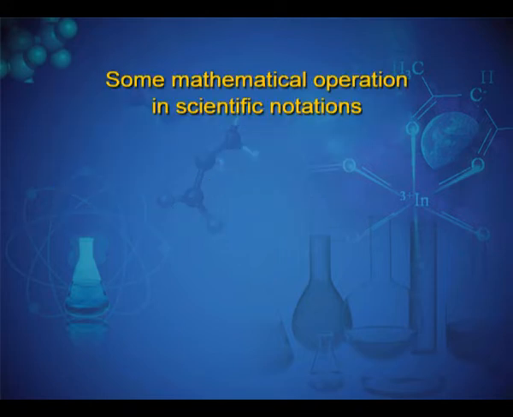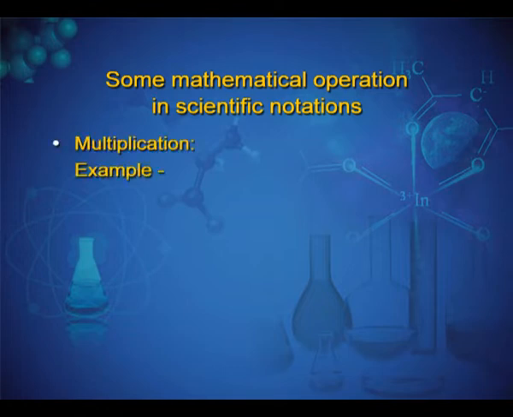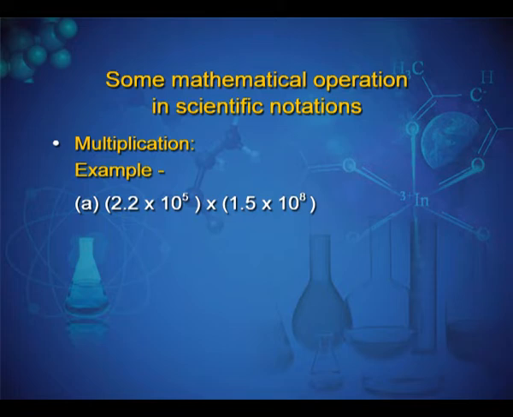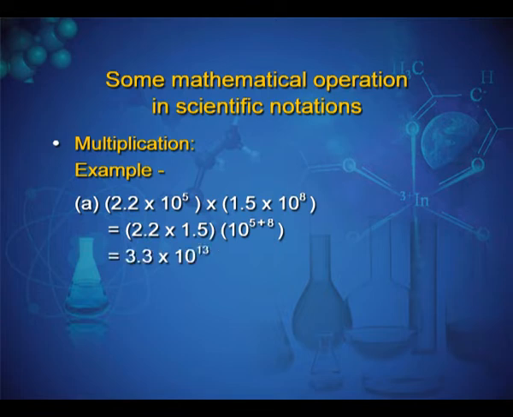Some mathematical operations in scientific notation, like multiplication. Example, we have to multiply 2.5 into 10 to the power 5 with 1.5 into 10 to the power 8. We first multiply the coefficients, 2.5 into 1.5, and we add the exponents, 10 to the power 5 plus 8. So it will be 3.3 into 10 to the power 13. It is a mathematical multiplication operation.